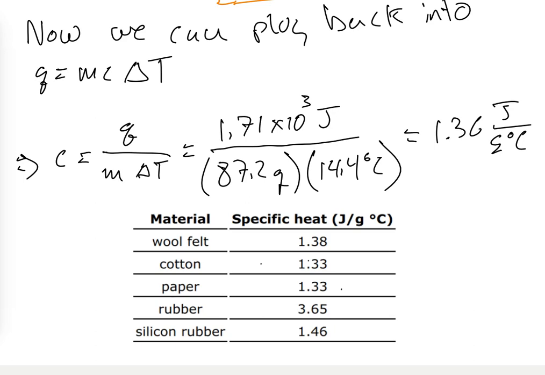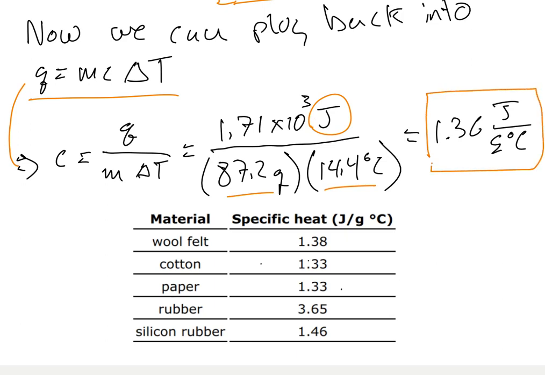And now we can plug that value of 14.4 degrees Celsius back into our initial mcΔT equation. Recall that we solved for c. We get Q over m delta T. We're going to plug in our Q in units of joules. We're going to plug in our mass in grams. And we're going to plug in the delta T in units of degrees Celsius. And we're going to arrive at our final answer, 1.36 joules per gram degrees Celsius as the specific heat for the material of the glove.